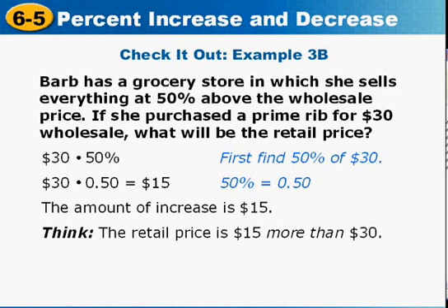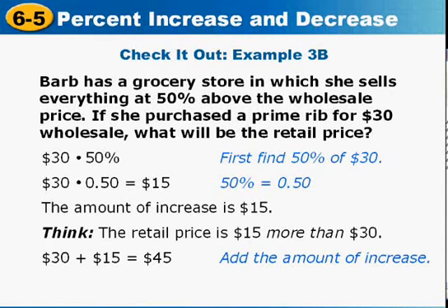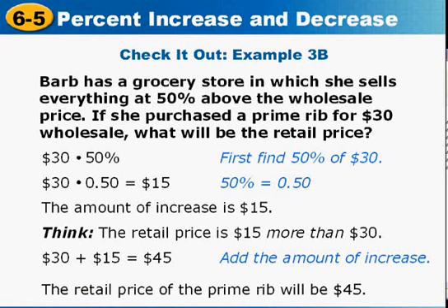So $15 more than $30. We're increasing, marking up, is going to put the prime rib at $45. So that's it for your check it out.